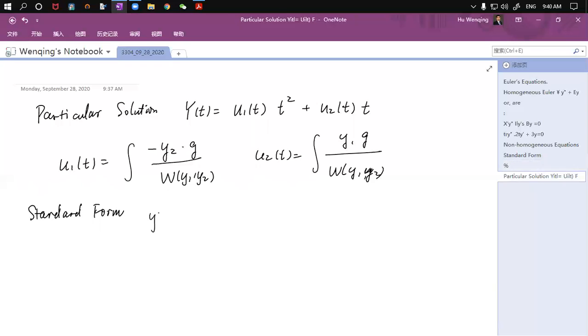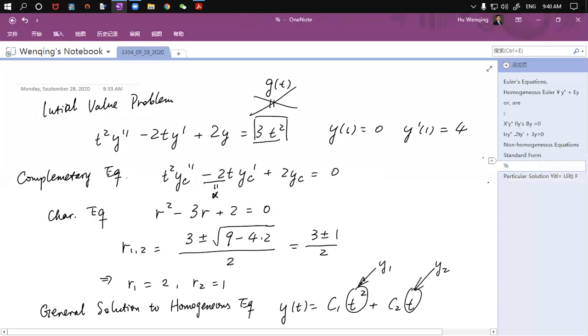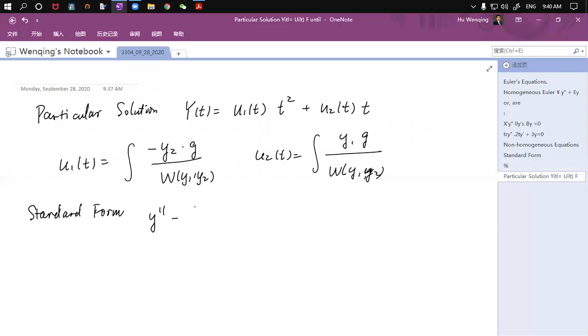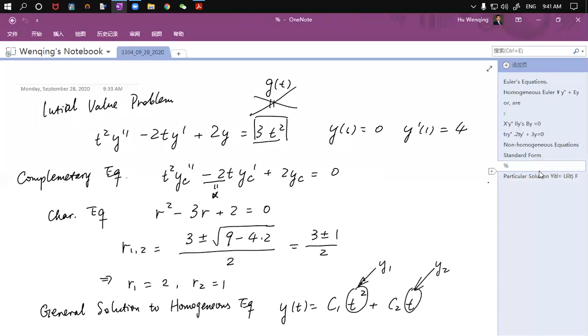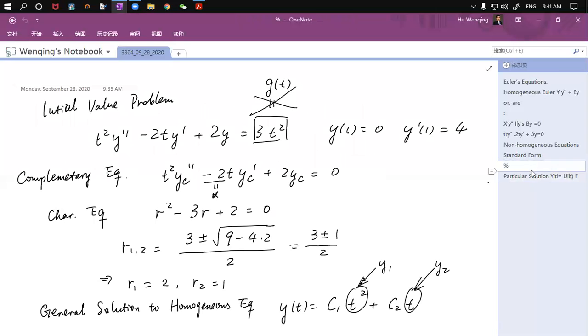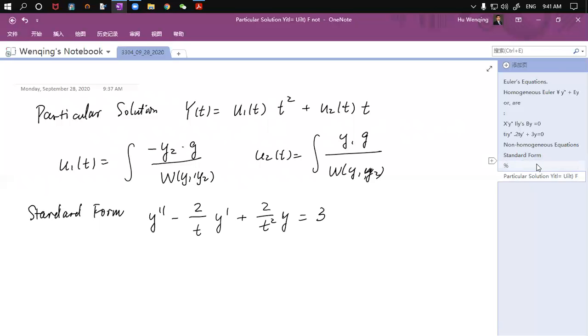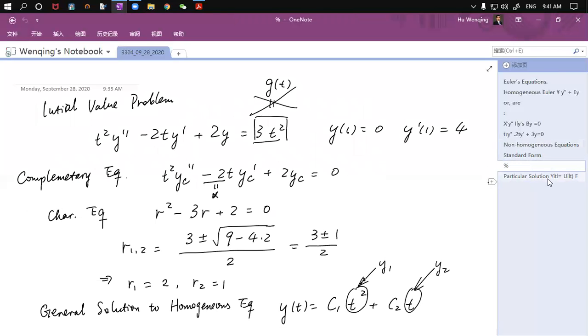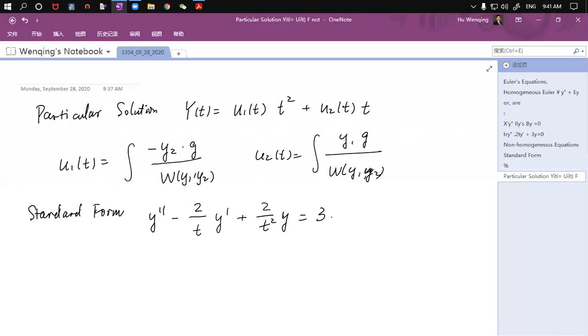So that means y double prime minus 2 over t of y prime, and then plus 2 over t squared of y should be equal to what? Should be equal to 3, because the t squared has to be divided by t squared. So that's going to be your g of t, which is actually 3, because you have to turn the equation in standard form.